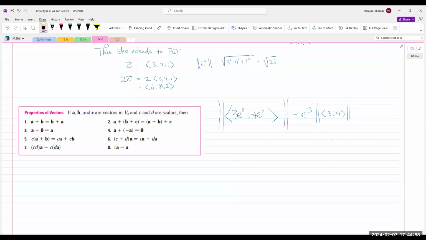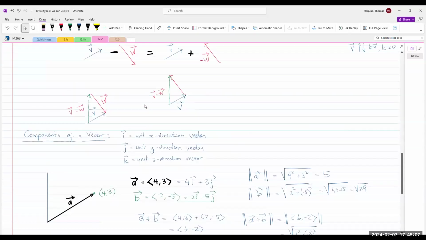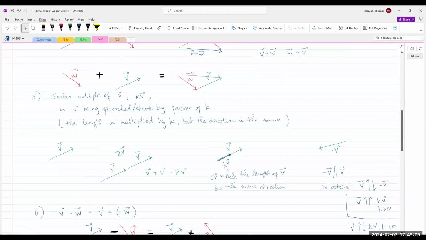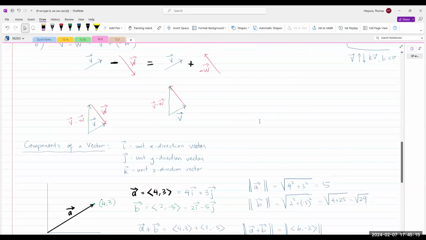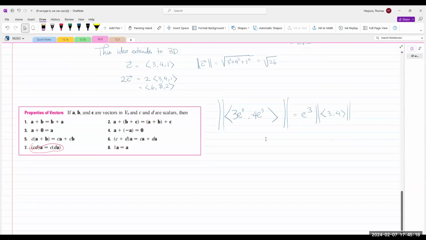Okay, but what I'm saying is this idea, the thing that we learned earlier, right? The same direction, you stretch that by a factor k and multiply the length by k. Okay, the idea of this one sentence is the one we apply here.